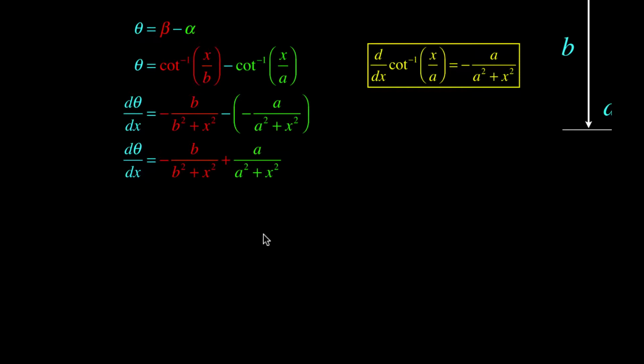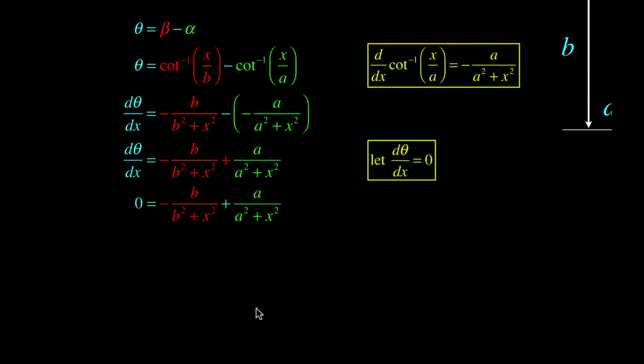At this point, like any optimization question that you do in calculus, we're going to set that derivative equal to 0. So on the left side we have 0, and on the right side we still have the same expression. Now, to make it easier to solve for our x, I'm going to add to both sides the b over b squared plus x squared term, so that these two will subtract out, leaving us simply with the expression b over b squared plus x squared equals a over a squared plus x squared.